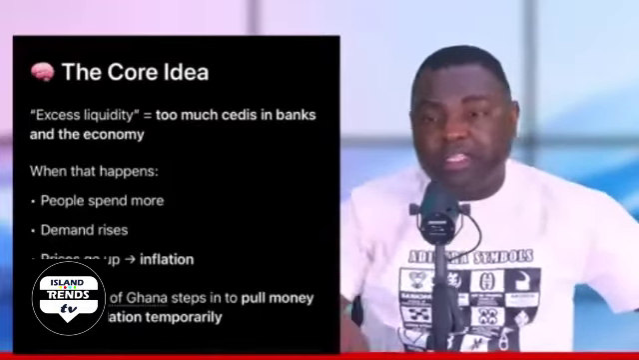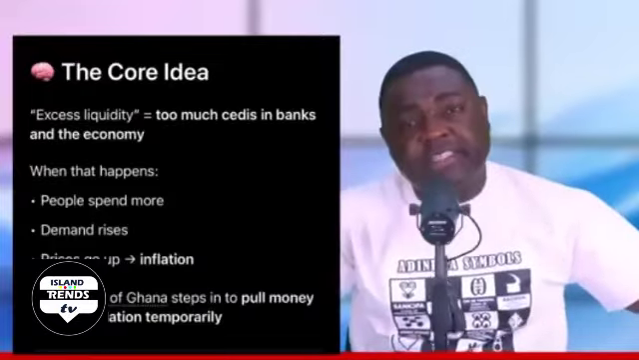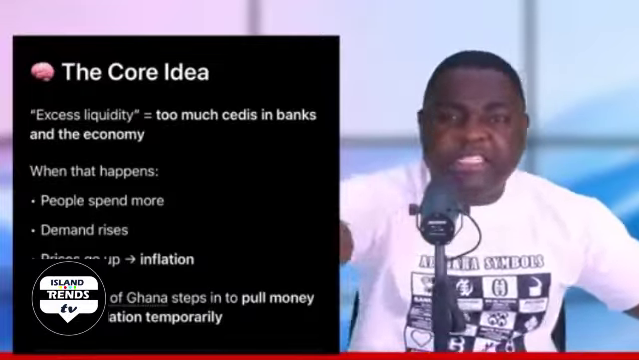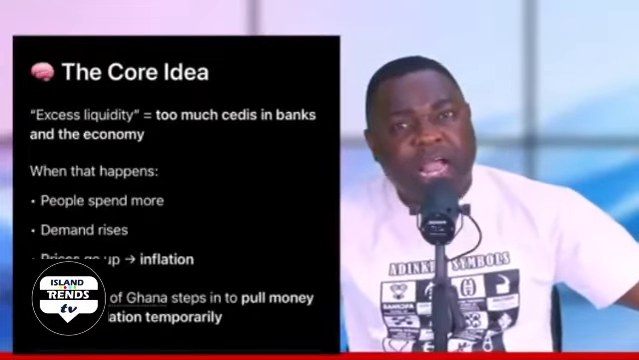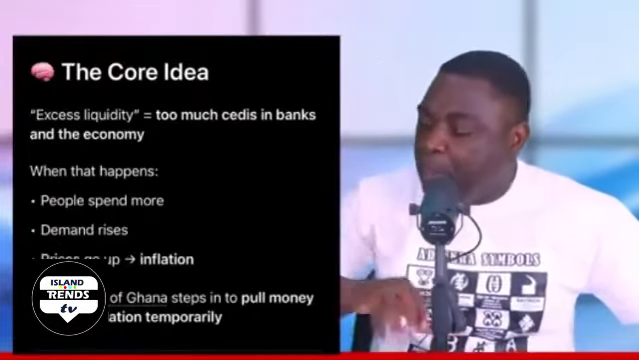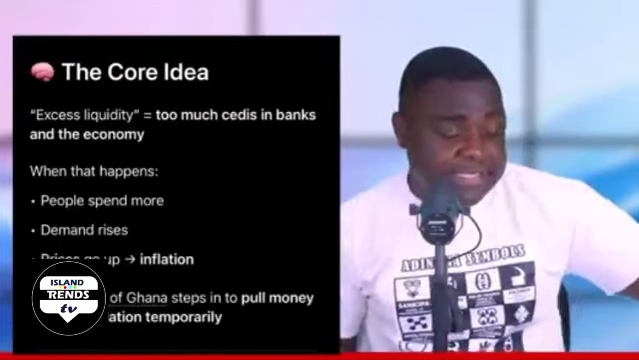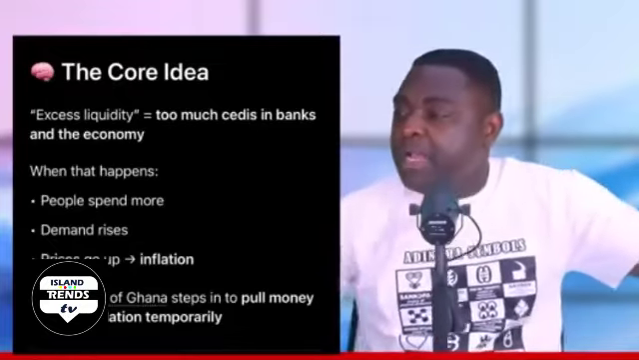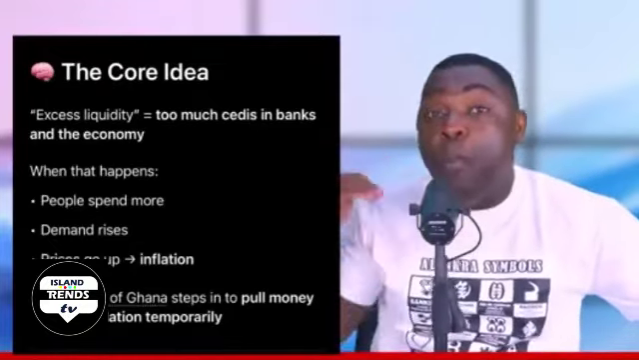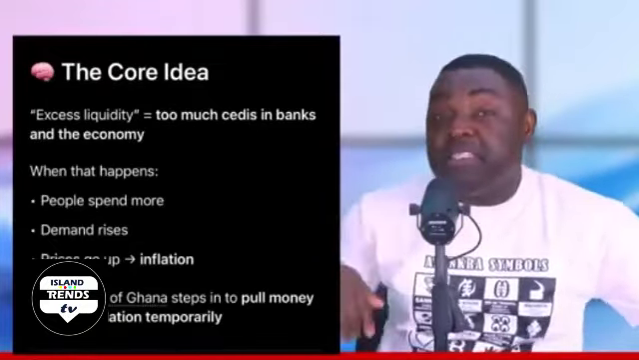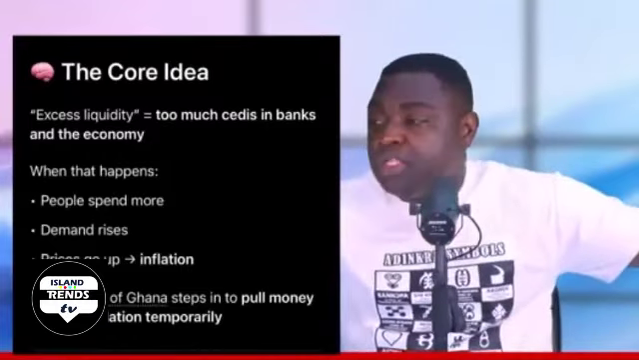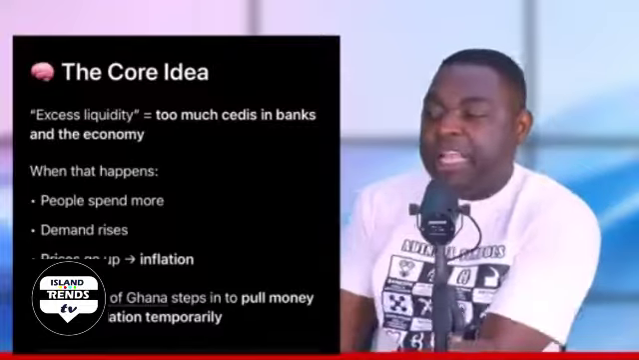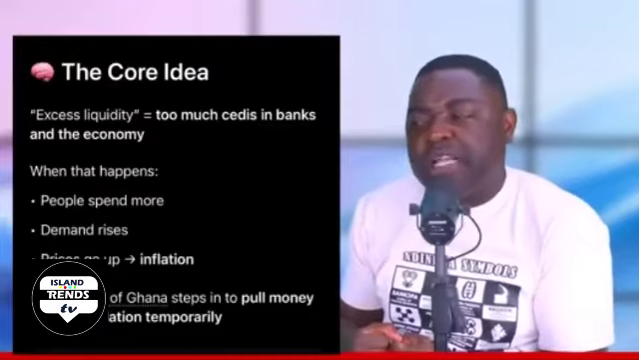So what you do is you create space, you mop the system, you take some of the money out. Who created the money in the first place? Who created the inflation in the first place? Who made the interest rate high in the first place? It was the MPP. They put 62 billion Ghana cedis in the system. Now, people spend more. Demand rises, prices go up, inflation is the end game. So the Bank of Ghana steps in to pull money out of circulation temporarily.